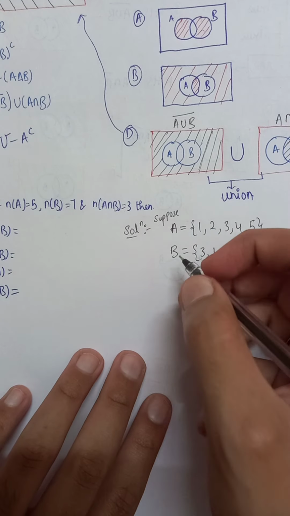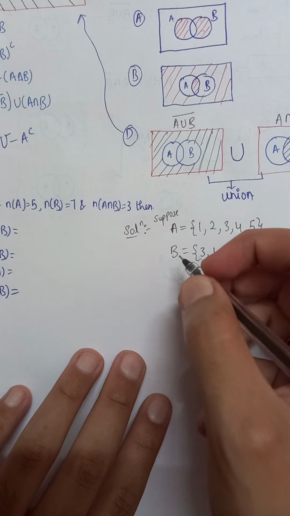What is the number of elements in A plus B? As I told you, A plus B is nothing but A union B. By taking A union B, we get the answer 1, 2, 3, 4, 5, 6, 7, 8, 9. So the number of elements in A plus B, that is A union B, is 9.